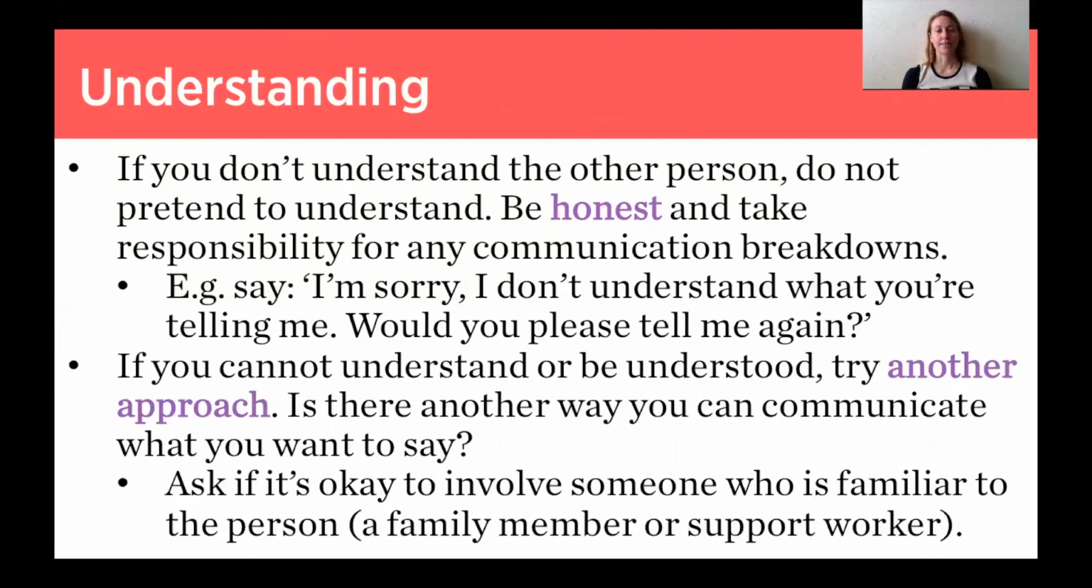If you can't understand or be understood, try another approach. So try different approaches until you get to, I guess, an approach that works for the communication between the two of you. Is there any other way you can communicate what you want to say? And if you're really stuck, ask if it's okay to involve someone who is familiar to that person. So someone who knows the way they communicate and can understand them. So a family member or a support worker.